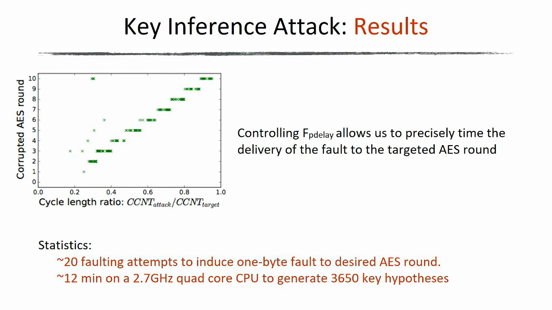We will end off with a summary of the results for this attack here. It is evident that controlling the no-op loops before the fault delivery allows us to precisely time the delivery of the fault to the targeted AES round. It takes roughly about 20 attempts to induce a 1 byte fault to the desired AES round that we want, and subsequently 12 minutes to conduct the differential fault analysis to get roughly about 3,000 to 4,000 key hypotheses, after which we could just brute force for the key that we want.